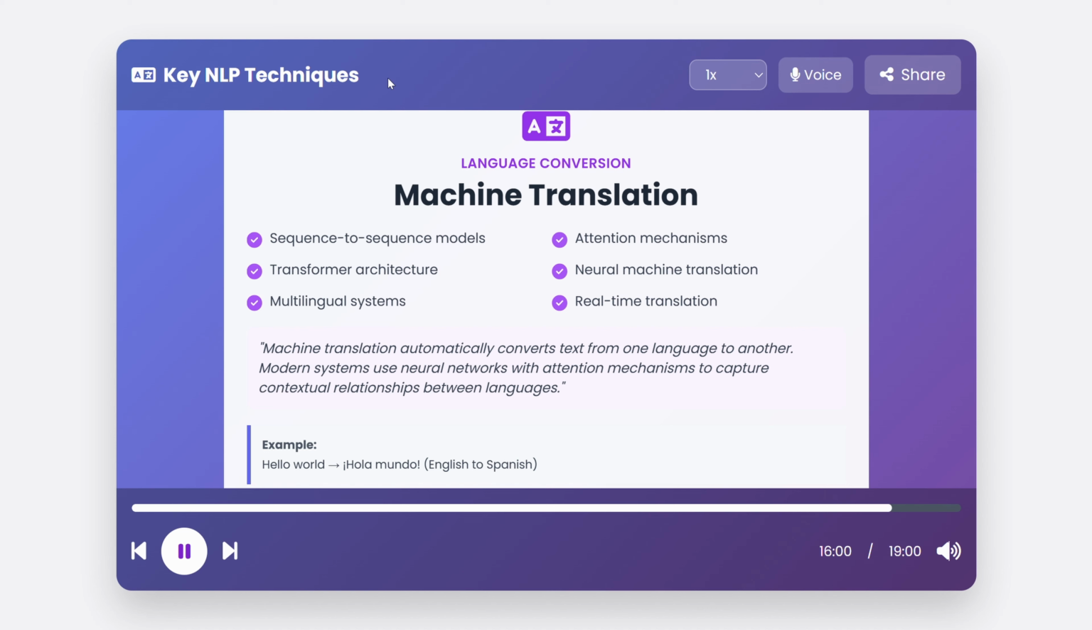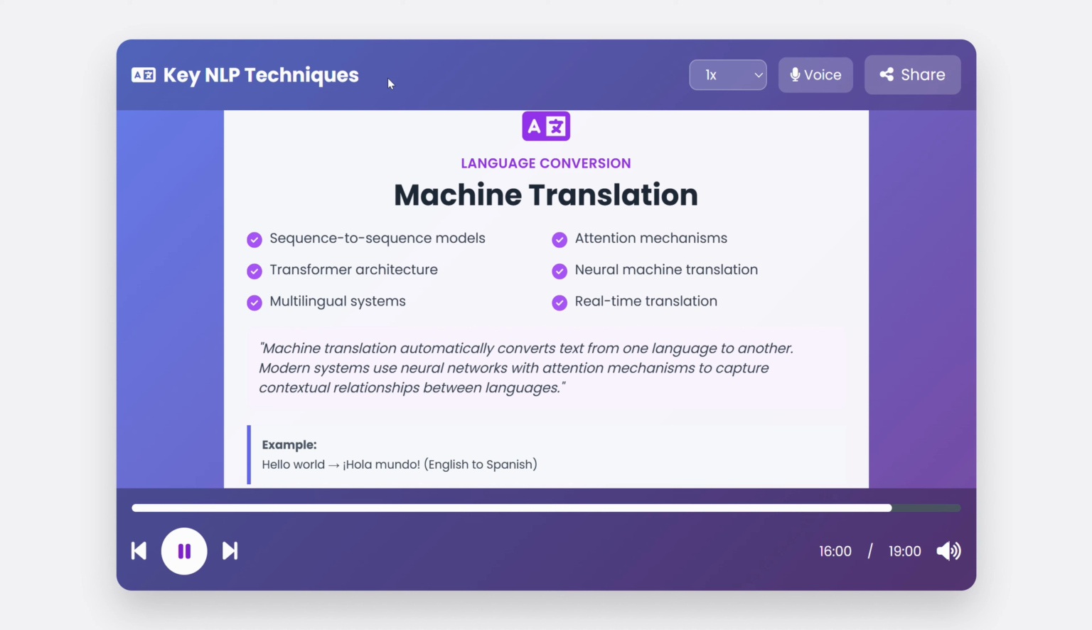Machine translation automatically converts text from one language to another, enabling cross-lingual communication and access to information. Modern neural machine translation systems use sequence-to-sequence models with attention mechanisms, particularly the transformer architecture that revolutionized the field. These systems learn to align words and phrases between languages and generate fluent translations in the target language.